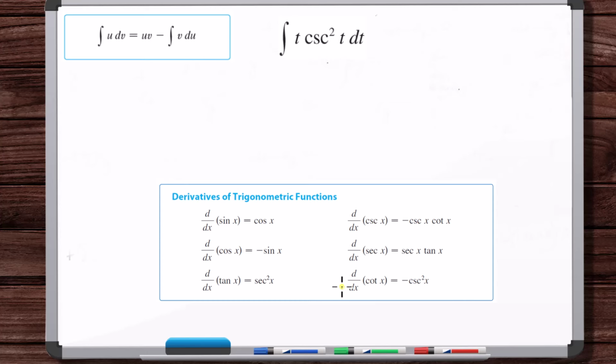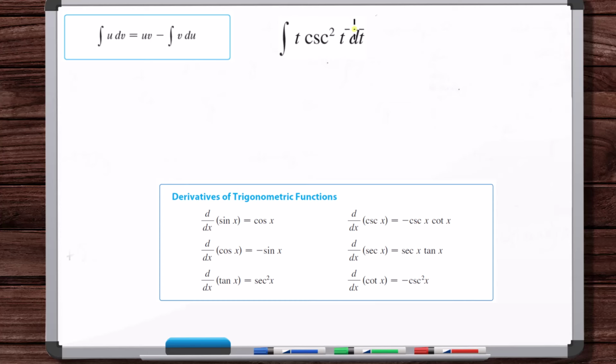But we see here that the derivative of cotangent x is minus cosecant squared of x. So what does that mean? That means that the integral of cosecant squared x is minus cotangent x. Why? Because what is the derivative of minus cotangent x? You can bring the minus sign out front. It's cosecant squared x.